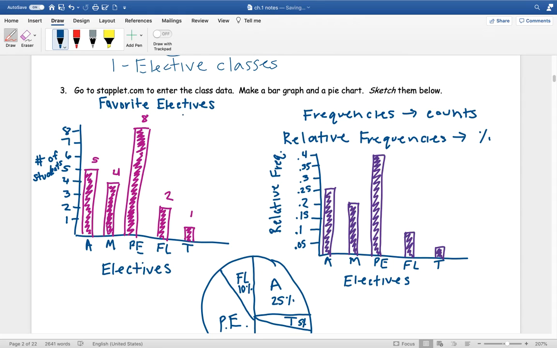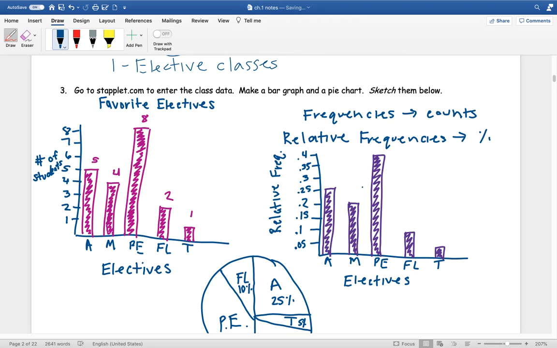Okay, you can title it. I would always title it and make sure your title has something to do with your data. So here we're talking about favorite electives. So I put favorite electives as my title. Make sure you label your x-axis and y-axis. Here are my electives. I have art, music, PE, foreign language, and technology. And then over here, you can also put frequencies. I put number of students, however many students like those electives. And then when you create your bars, notice how I have spaces in between all of my bars. Okay, with bar graphs, always have spaces. And then I always like to create my bars and I like to put the number above them so that I know exactly where they belong and where they are.